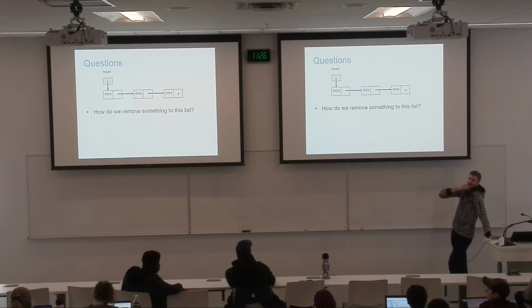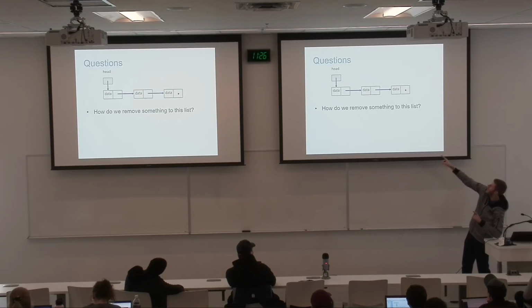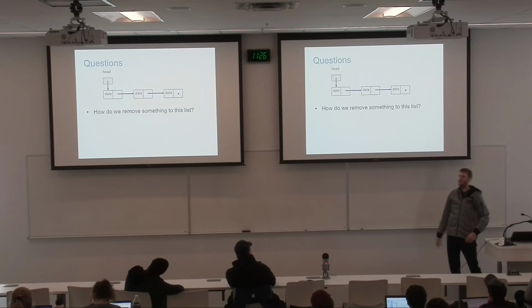What do you think? Have head point to the second object and then delete the pointer to the original. Yeah, so we're probably going to want to have a pointer keeping track of the old head. Then set head equals head get next, and then delete the original head, lest we get some memory leak. Okay.